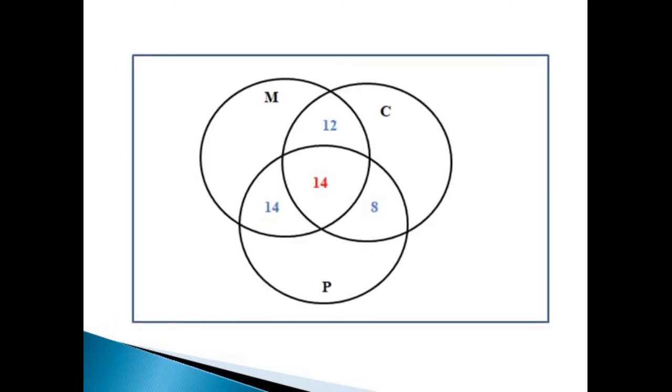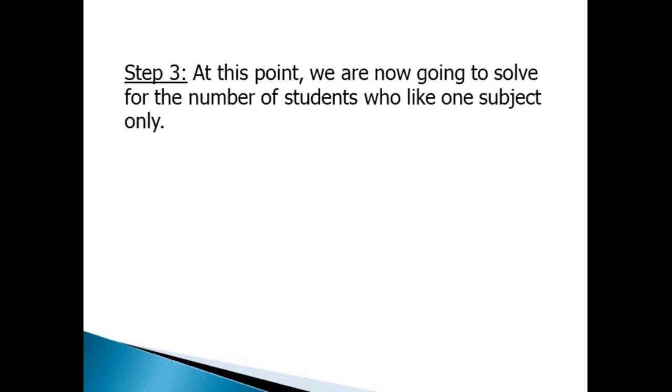So filling it out on our Venn diagram, this is how it would look like. To find out how many students like mathematics only, chemistry only, and physics only, we will add the parts of the Venn diagram for M, for C, and for P. So that is our step 3. We are going to solve for the number of students who like one subject only.